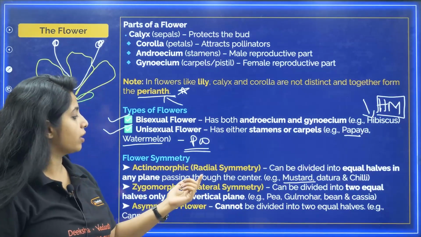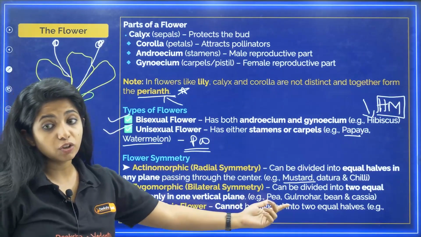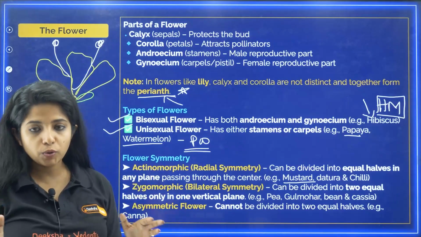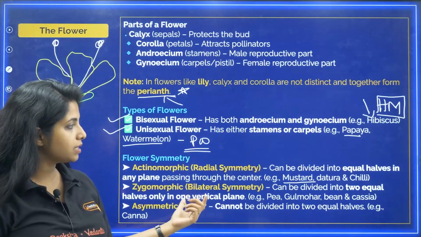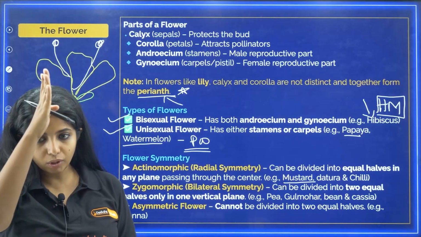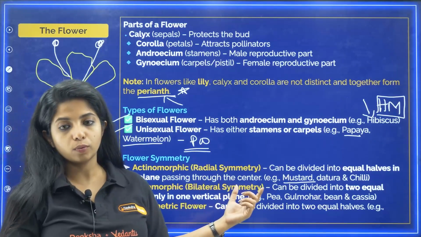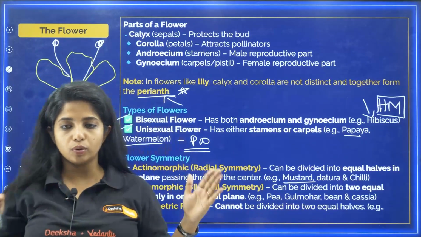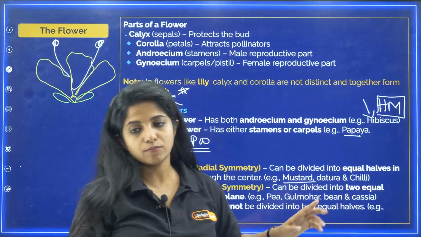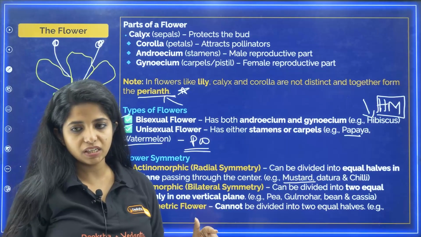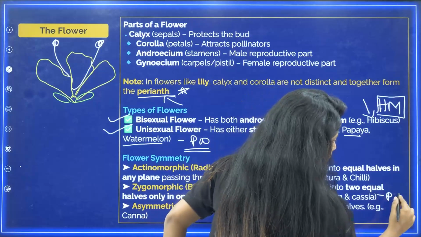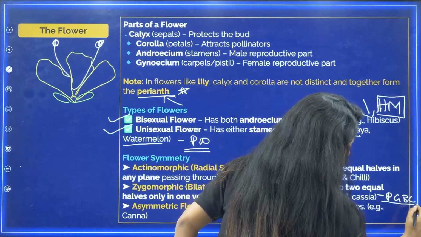Now zygomorphic, very important. You might be asked which type of symmetry examples show, so you should know it. Zygomorphic means it can be divided into two equal halves only in one vertical plane, that means they are bilaterally symmetrical. Only through one particular plane can you divide them into two equal halves, not more than one. Pea, gulmohar, bean and cassia come under that. How do you remember it? PG, BC. Either way, you remember it.